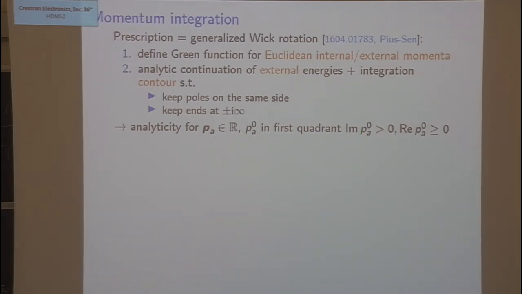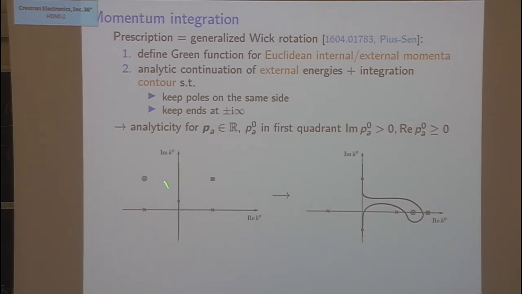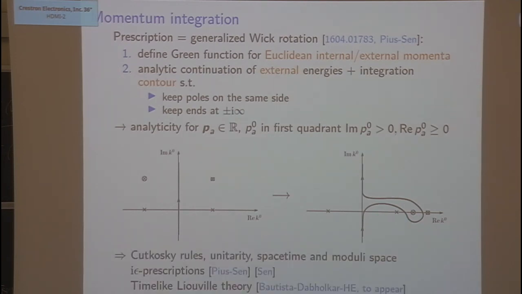And so here I could show that in this way the amplitudes are analytic for spatial components zero and energy in the first quadrant. Here is a picture that I think everyone has now seen, where you start by integrating over the Euclidean energy. When you do the analytic continuation of the external state, the poles will move, and so you deform the contour such that you keep the poles on each side. Using this prescription, I could derive the Cutkosky rule, unitarity, and the spacetime and moduli space epsilon prescription. And let me advertise that, in fact, if you want to define the timelike Liouville theory properly, you also have to use this prescription.